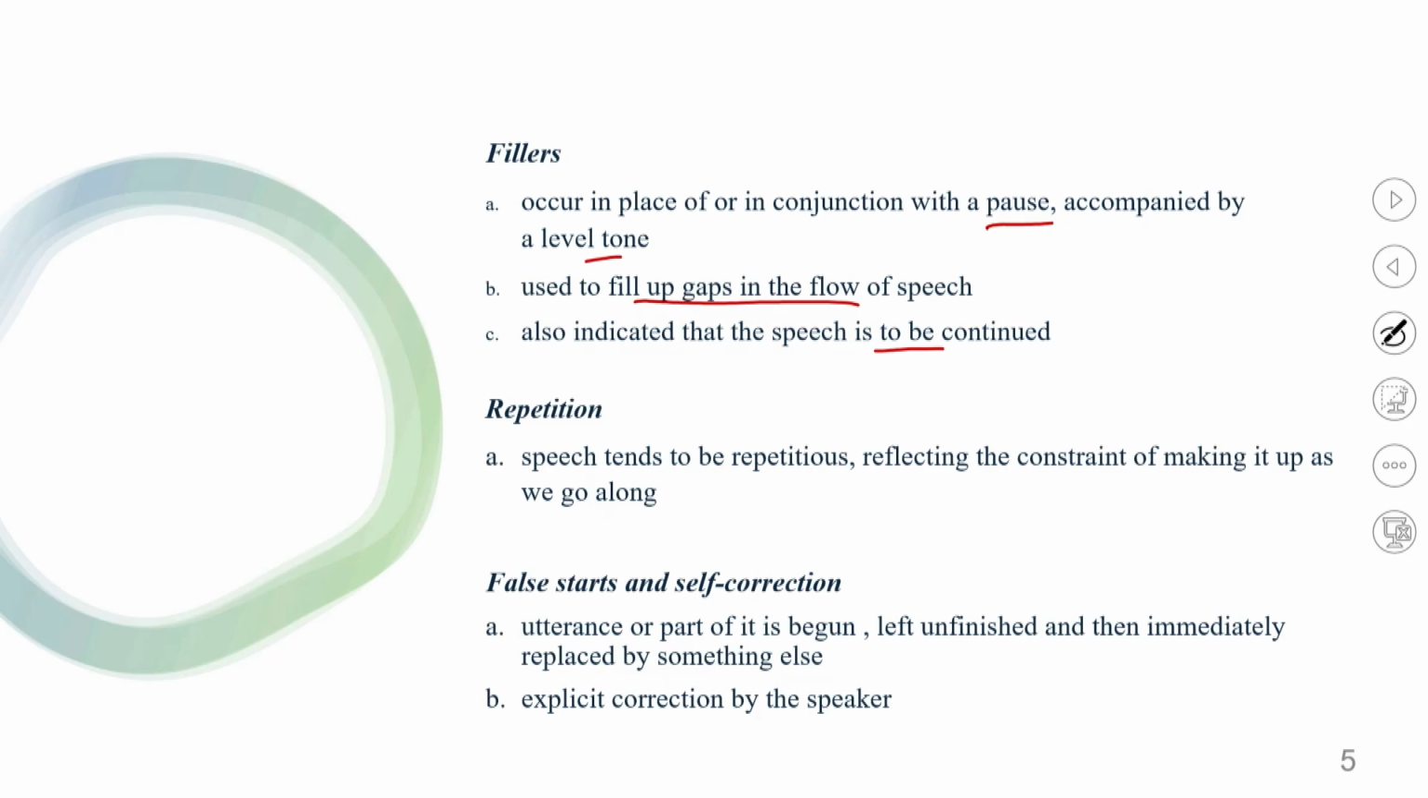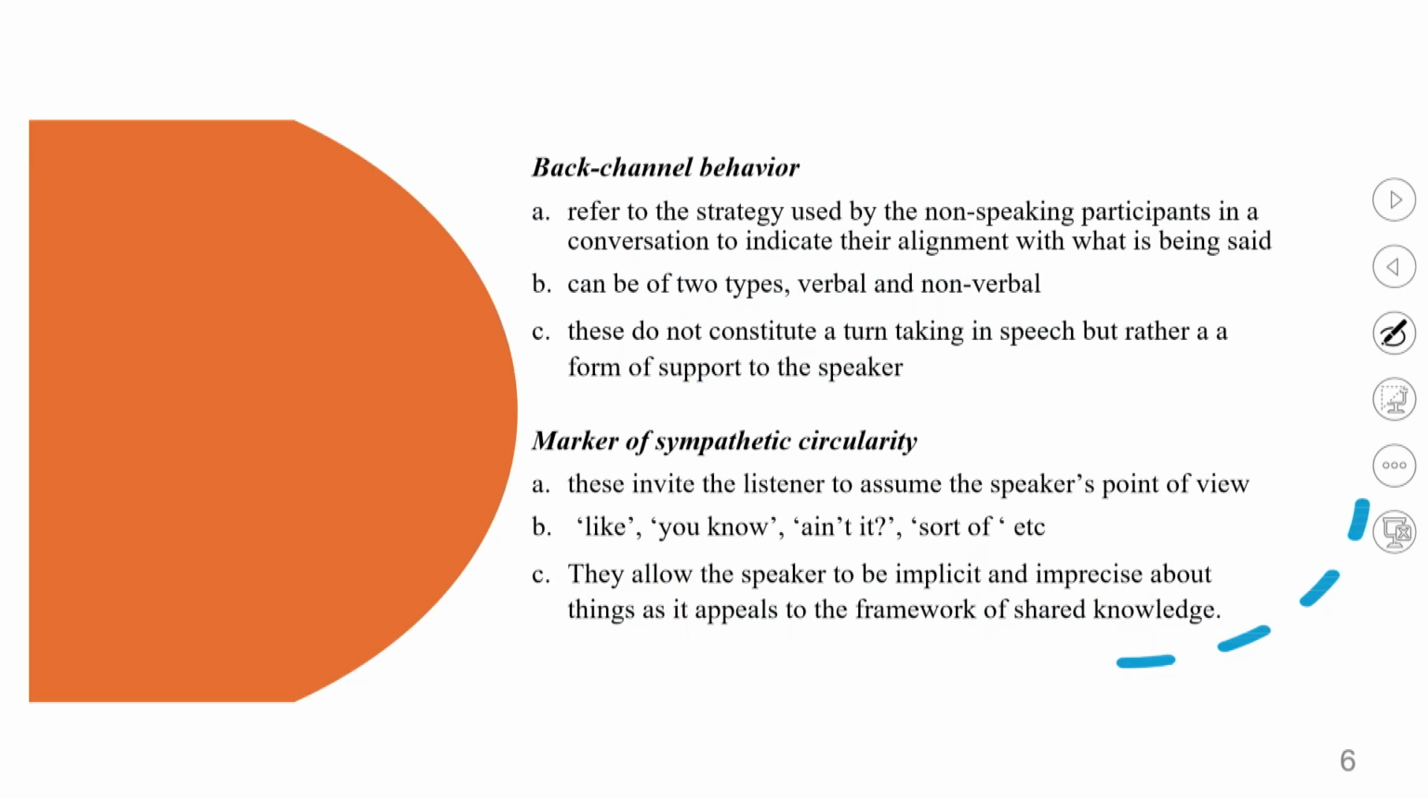Repetition, again speech tends to be repetitious, reflecting the constraint of making it up as we go along. False starts and self corrections always happen. Sometimes we make some mistakes and then we self correct. These are simple patterns of speech. Now, when we have a conversation going, there are other things as well.